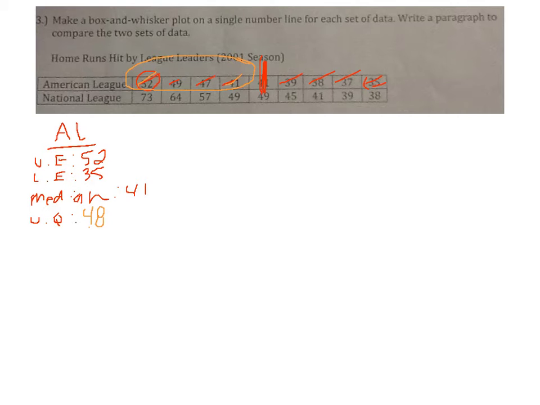If we do that for the low, we got these four numbers, cross off the highest and lowest, and it becomes between 37 and 38. So for the lower quartile, we're looking at 37.5.